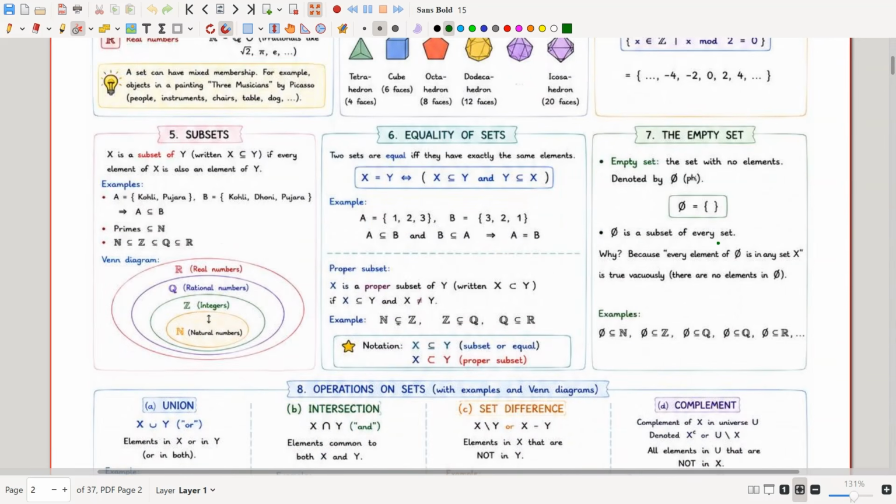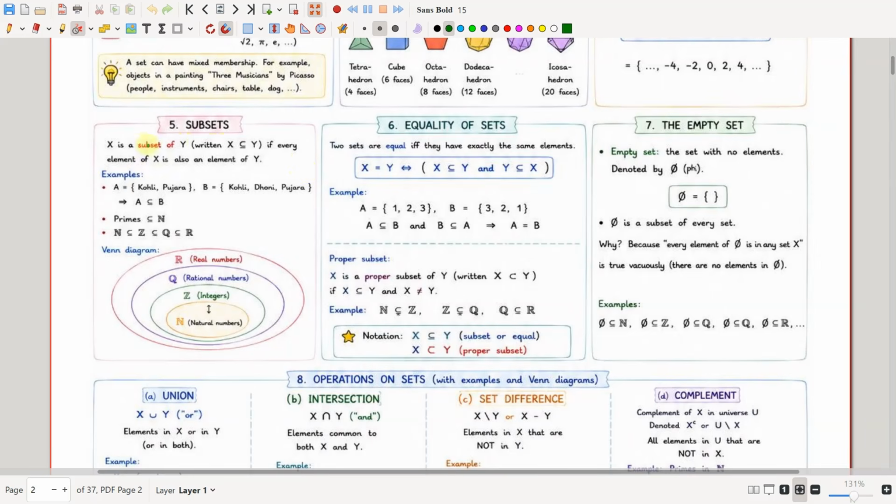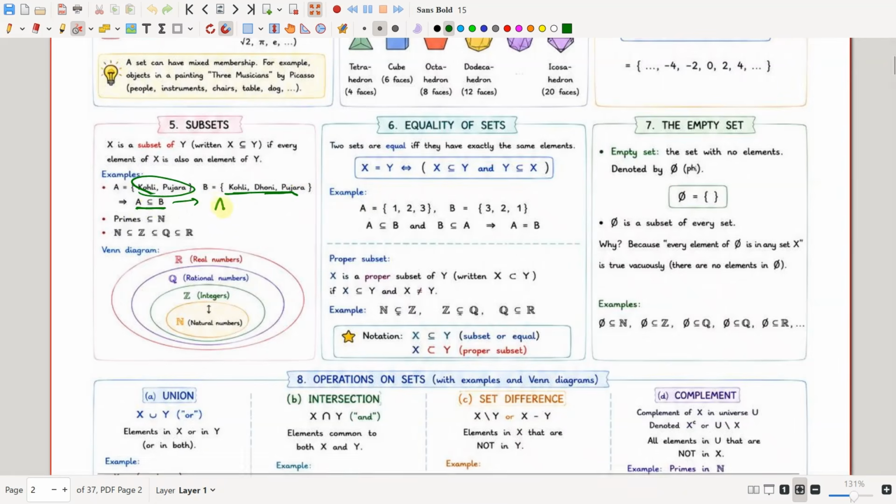Okay, and what is a subset? X is a subset of Y if every element of X is also an element of Y. See the example. A is a set of Kohli and Pujara, and B is a set of Kohli, Dhoni, Pujara. So see here, Kohli, Pujara is contained inside the set Dhoni, Kohli, Pujara, right? Which means A is contained in B. In other words, A is a subset of B.